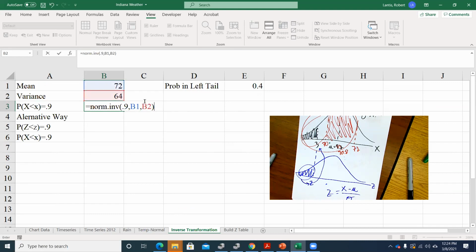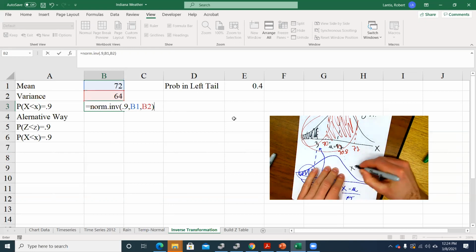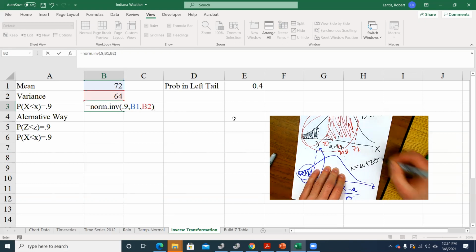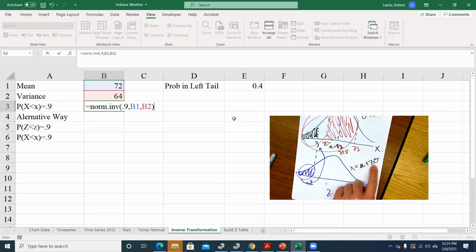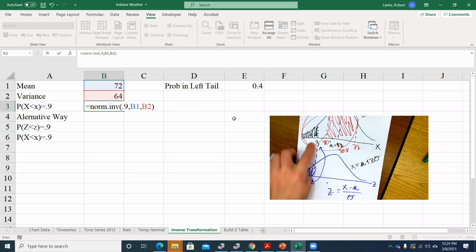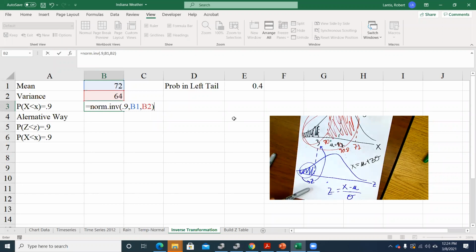And what norm.inv will do is work in reverse. It's going to take the probability, or the area you want in the left tail, 0.9. It's going to find the z-score that would give that to you. Then using the mean and the standard deviation of the original x variable, it's going to use that inverse formula we talked about, right? Plug in that z-score, the standard deviation, the mean, and it's going to tell you what x value would give you that z-score that would eventually give you that desired area in the tail, or in our case, that 0.9.